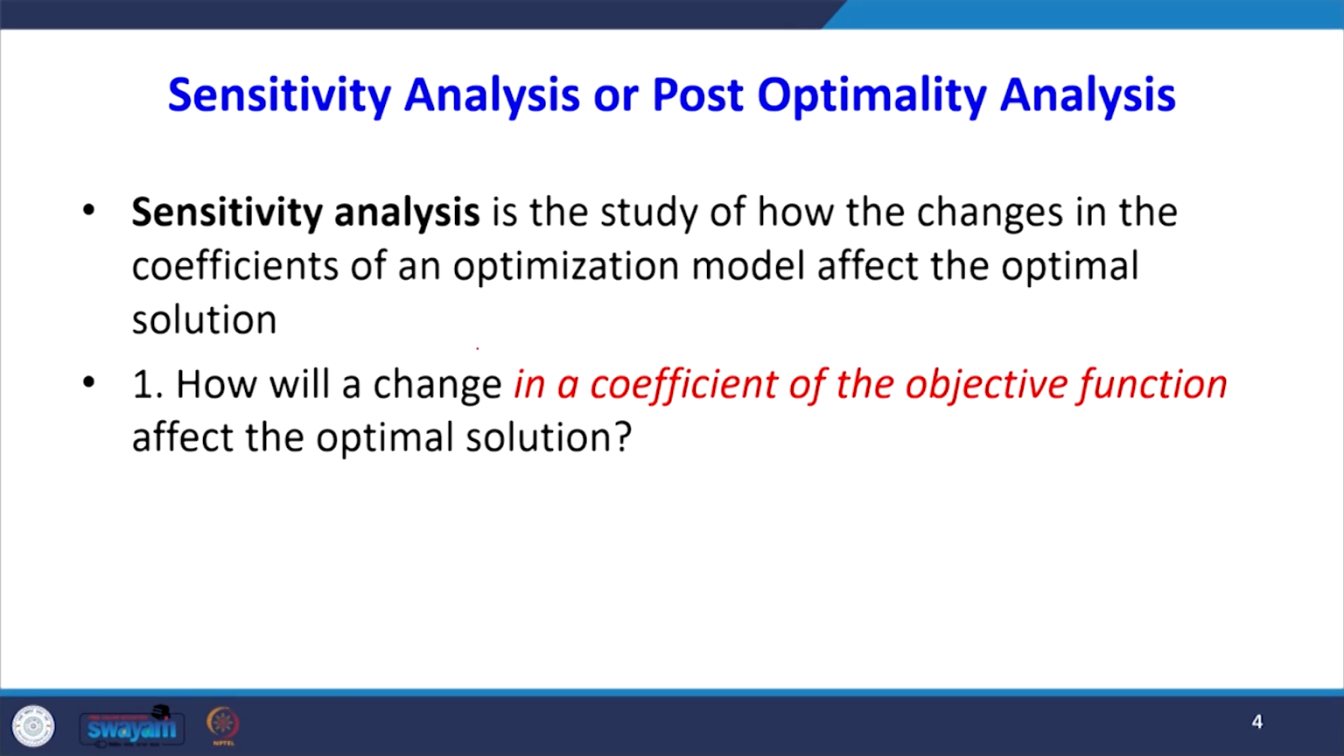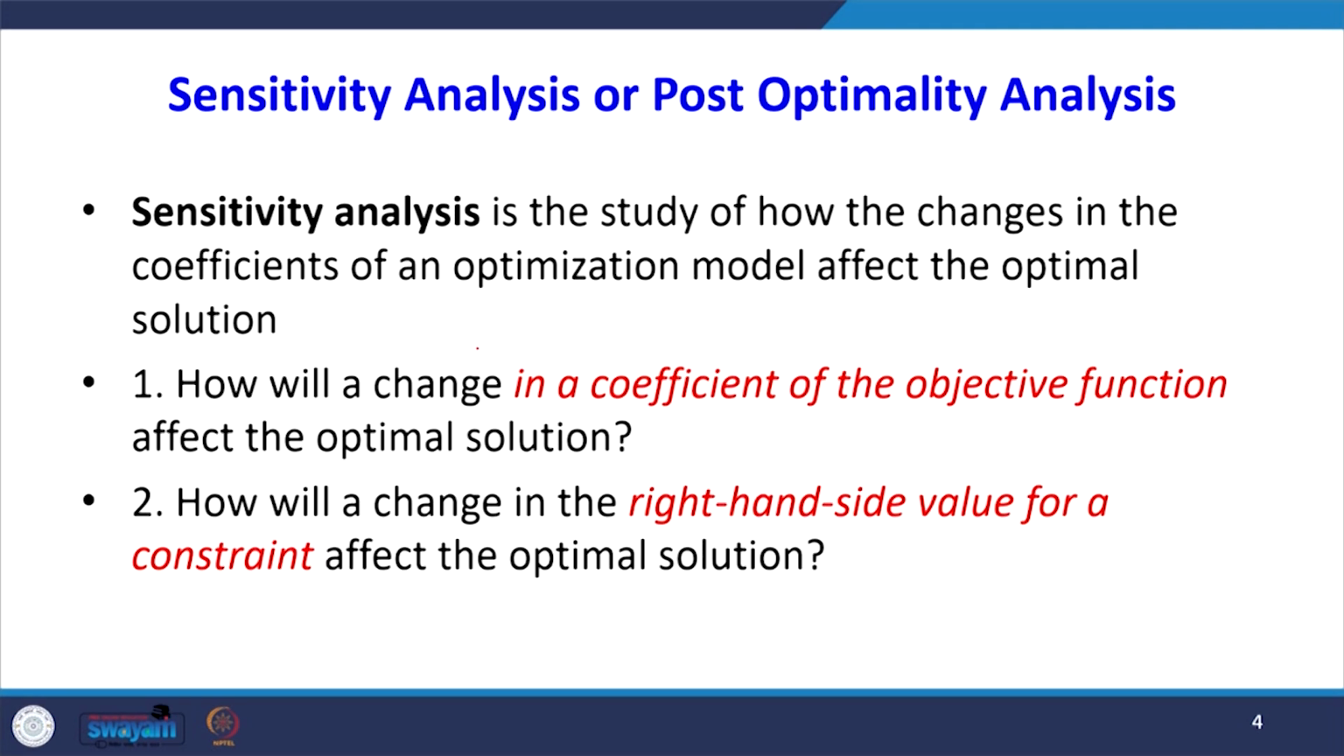How will a change in a coefficient of the objective function affect the optimal solution? The other one is how will a change in the right hand side of a constraint affect the optimal solution. In this lecture we will discuss the first case, that is, if there is any change in the coefficient of the objective function, how our optimal solution gets affected.